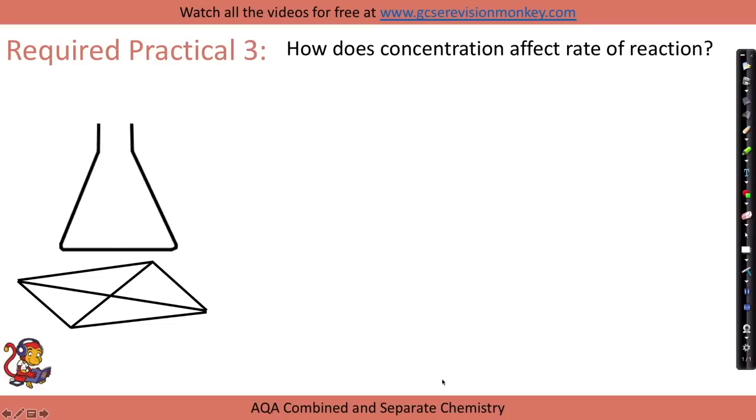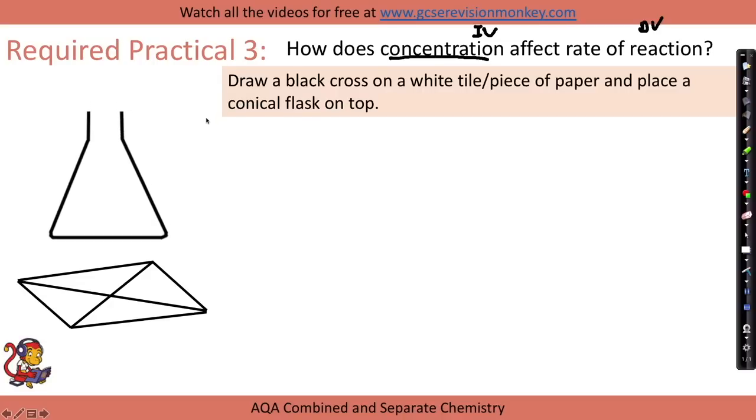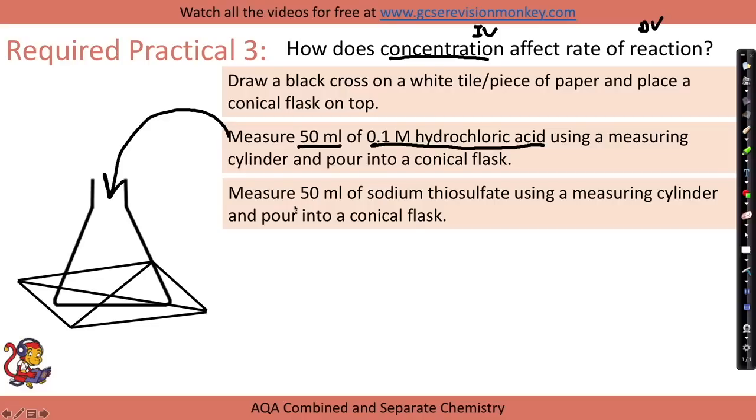A third practical that you might see in your exam, again answering the same question, we're changing concentration and measuring the rate of reaction, is when you draw a black cross on a white tile or piece of paper and place a conical flask on top. We'd measure 50 ml of 0.1 molar hydrochloric acid using a measuring cylinder and pour that into the flask. And we'd also measure 50 ml of sodium thiosulfate using a measuring cylinder and pour that in the flask as well.